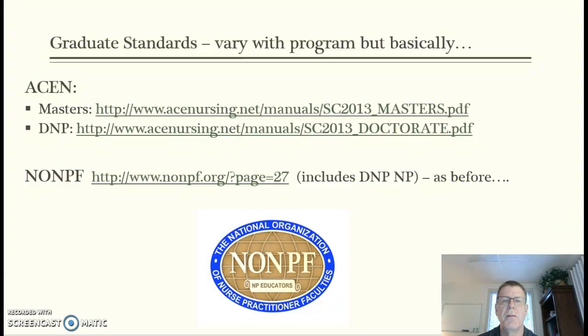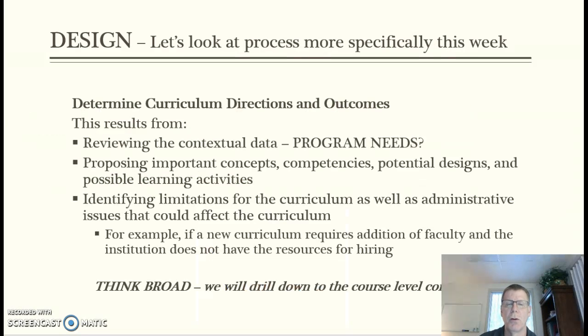I have those links elsewhere too. And then ACEN, same thing, basically. Oh, and of course, since for most of you we're talking about the graduate level of nurse practitioner, also NONPF, they have their set of standards out there that need to be adhered to relative to programs and program outcomes. All right, so look, we're focusing now on design. What are we concerned with? Look at program needs, but think about this contextually. What are the things that get us there?